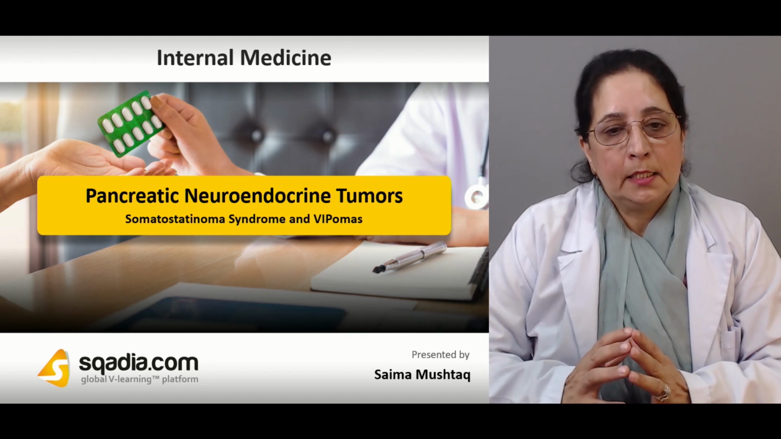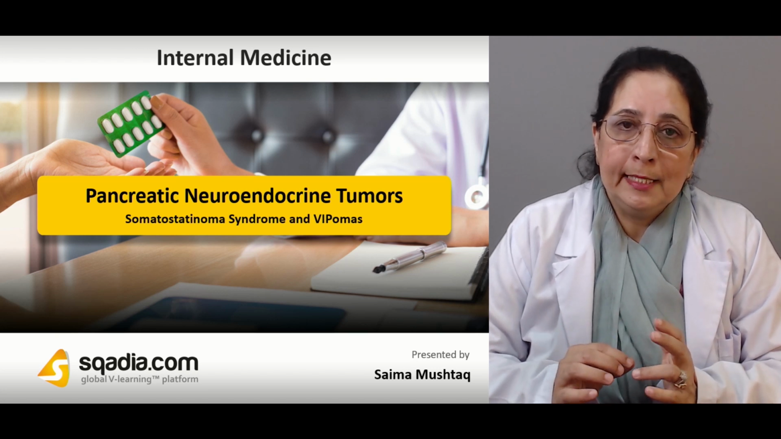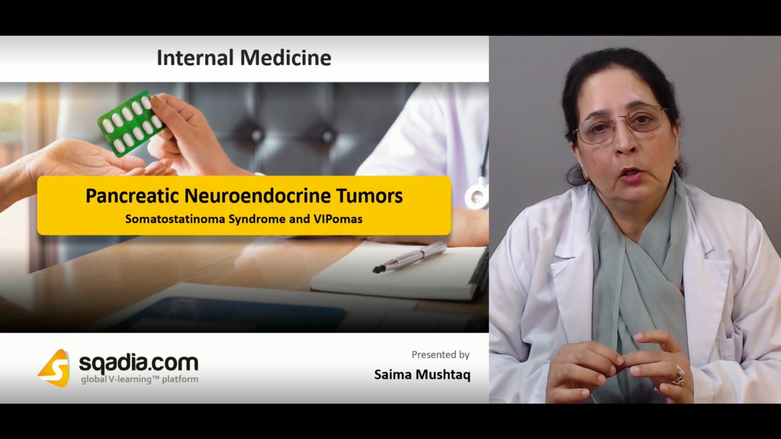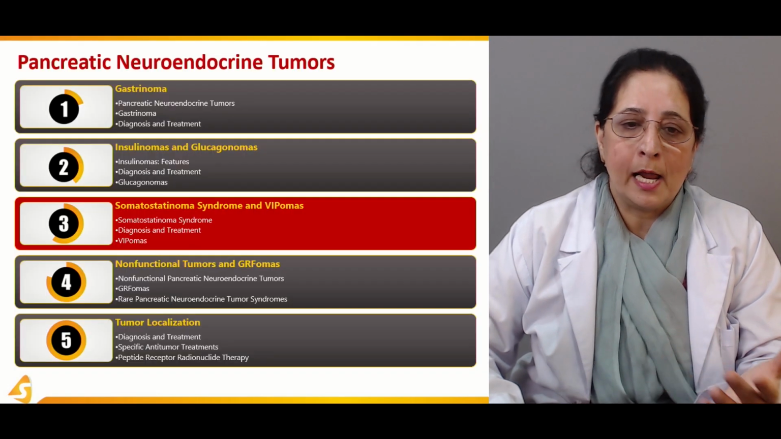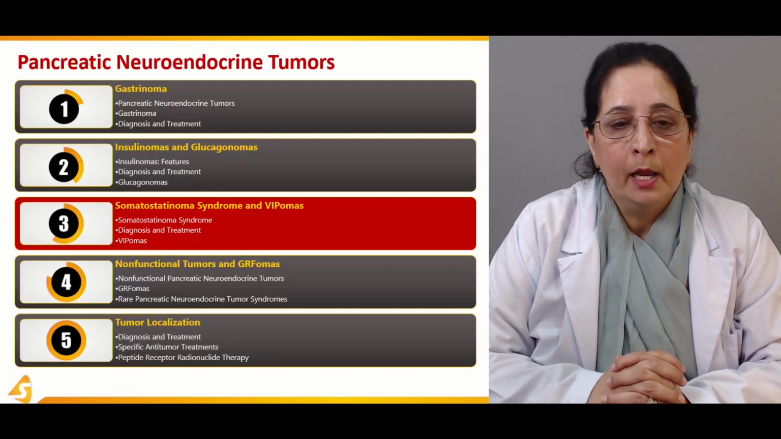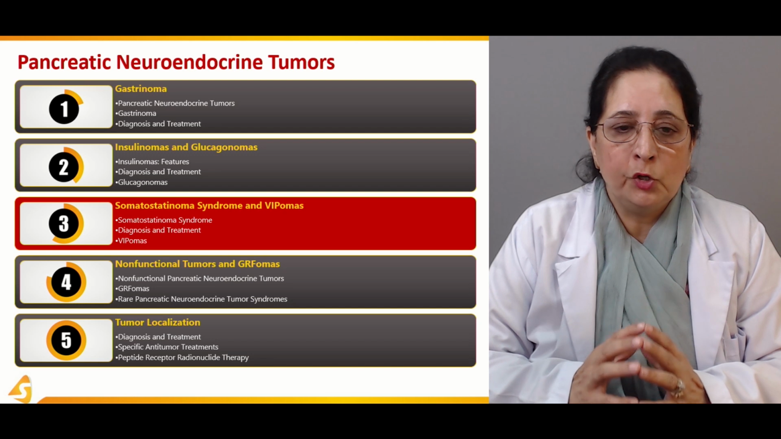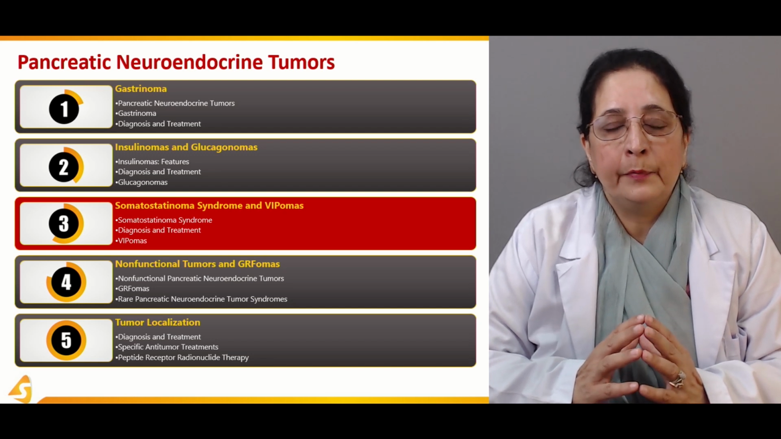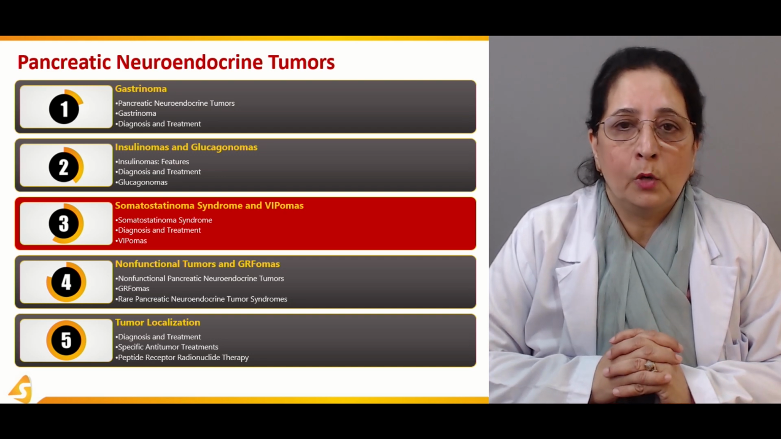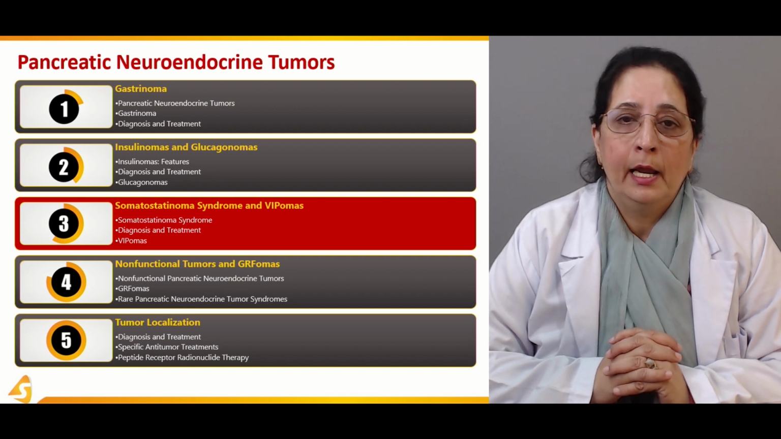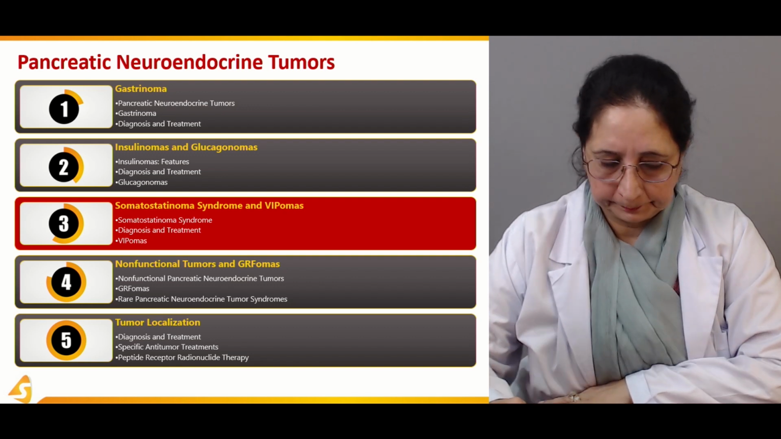So we already discussed three conditions. One is gastrinomas. Then we talked about the insulinomas and the glucagonomas. In this section now we will talk about two other conditions known as the somatostatinoma and the VIPomas. We will talk about the somatostatinoma syndrome and how it presents, how we can diagnose somatostatinoma syndrome, and also how we can treat this condition. And the other condition we will discuss in this section is the VIPomas.